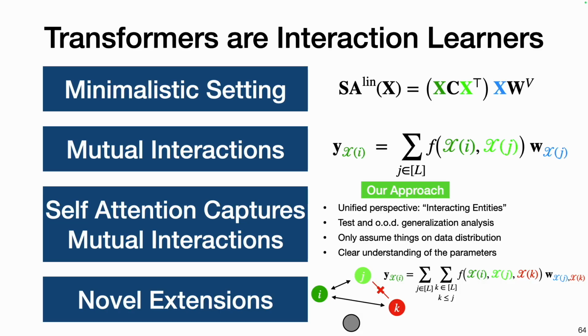Later, we investigated what self-attention cannot capture, such as higher order interactions, and we proposed some novel extensions to those constructions, and showed that in the next token prediction task, the networks with our models perform better compared to the self-attention based networks. This is the end of the presentation.